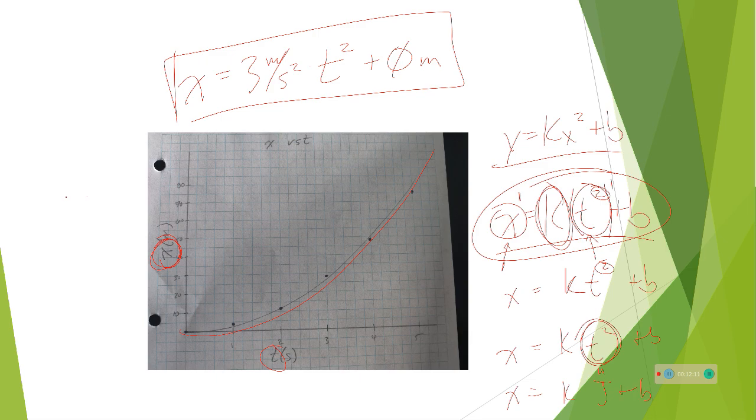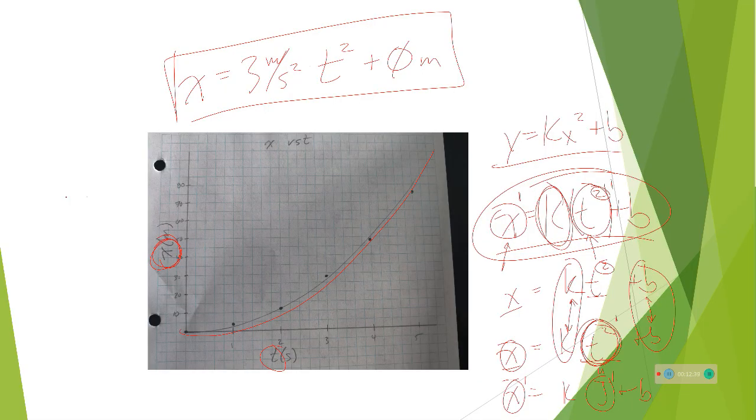X versus j will always make a straight line. X versus t squared will always make a straight line. But these values, to manipulate this, have not changed. So even though x versus t makes a parabola and x versus t squared makes a straight line, they have the exact same constants, and therefore we can use the constants in the line to get the original.